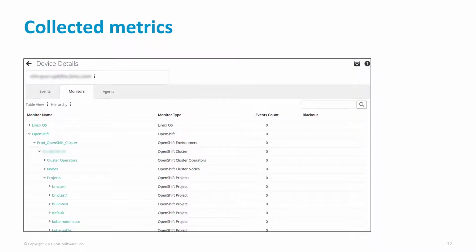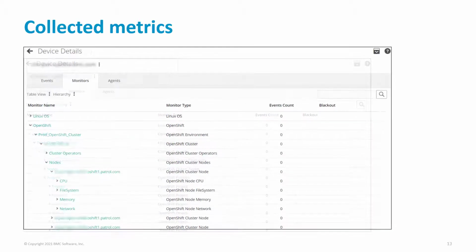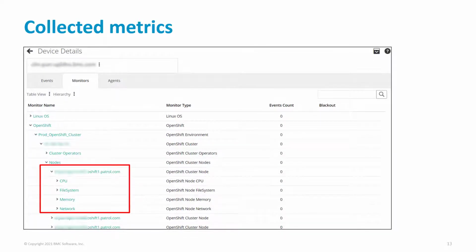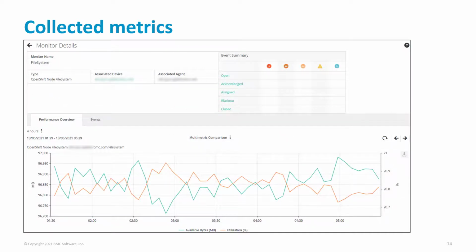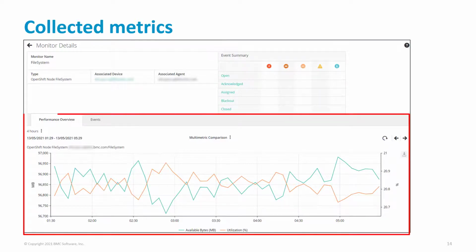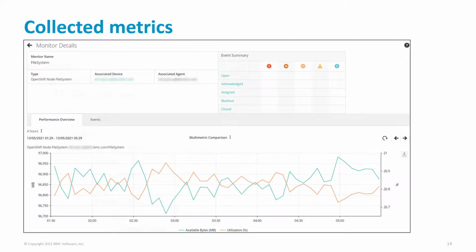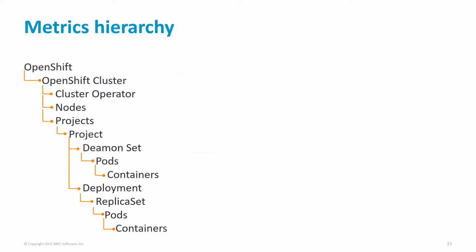When you save and enable the policy, OpenShift data is collected and displayed on the device details page. When you click an entity, you see its instances. Drilling down further, you get the metrics collected for the entity. For example, when you click File System, you reach the Monitor Details page where you see information about the metric, events created for the metric, and the attributes collected for the metric in a graphical format. Here is the hierarchy of the OpenShift collected metrics.